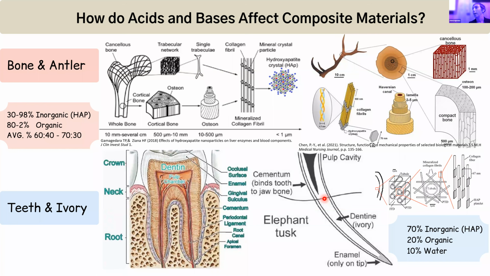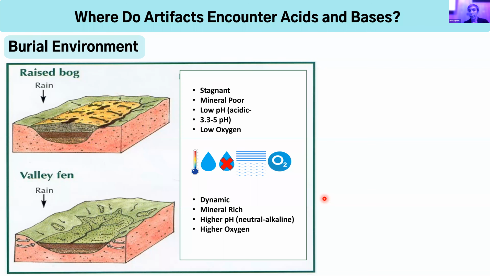And on that note, we're going to talk very briefly about composite materials. These are materials that have organic parts and inorganic parts as well, and that includes teeth, ivory, bone, antler, that kind of material. And really the takeaway from here is that they will deteriorate preferentially based on whether it's acidic or basic, and on which part, the organic part or the inorganic part, is exposed in any given environment. All right, so where do these artifacts encounter acids or bases?